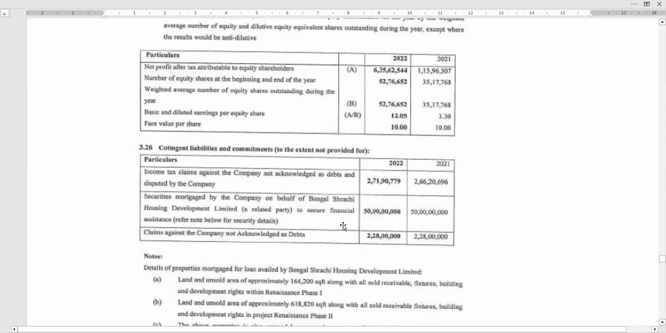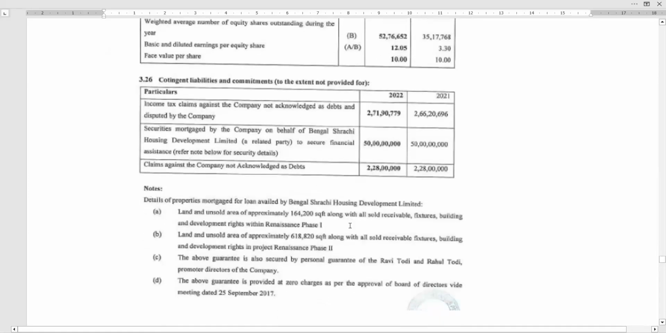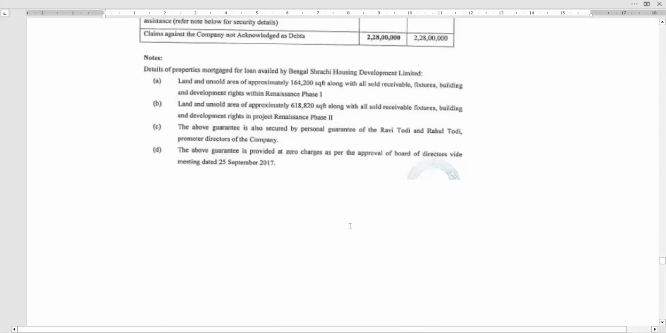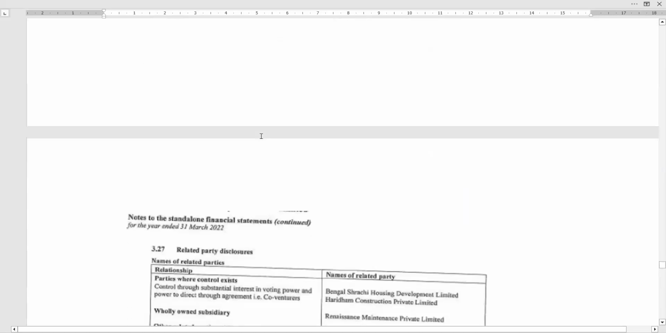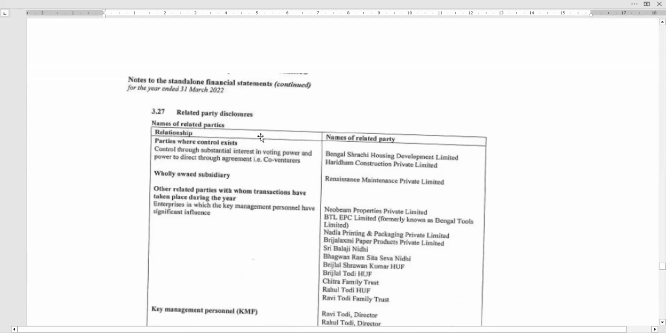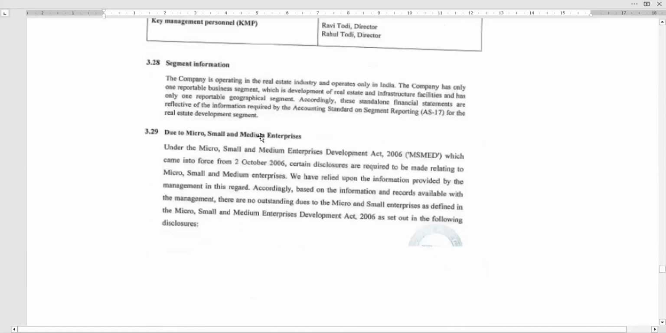So if it is to a related party, suppose that party doesn't pay, then it will become their liability. So it has been shown as a contingent liability. Okay. Details of properties mortgaged. They have given those mortgage details also. Next, related party disclosures, segment information.